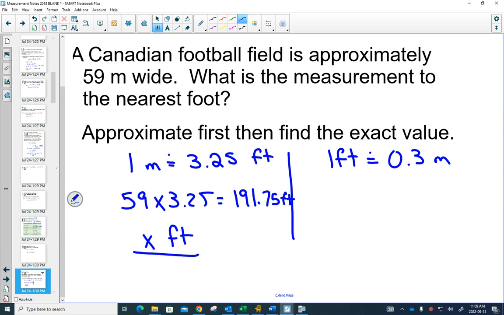The way that you use your fraction method, you want to find something in feet. You know that it has to equal 59 meters. So if these two are equal, that fraction is equal to 1. What also do we know that's equal? We know that 1 meter equals 3.25 feet. We have our feet on the top, so we put our feet on the top here, and our meters on the bottom there.